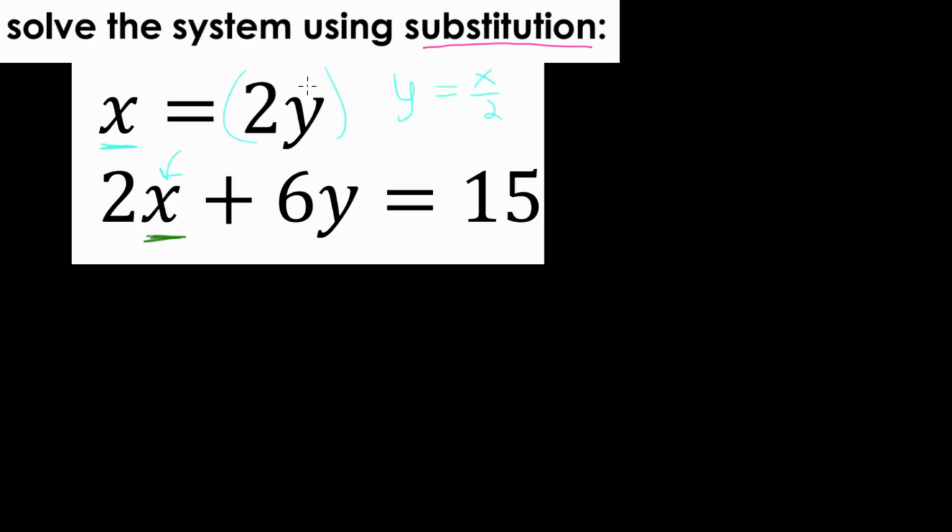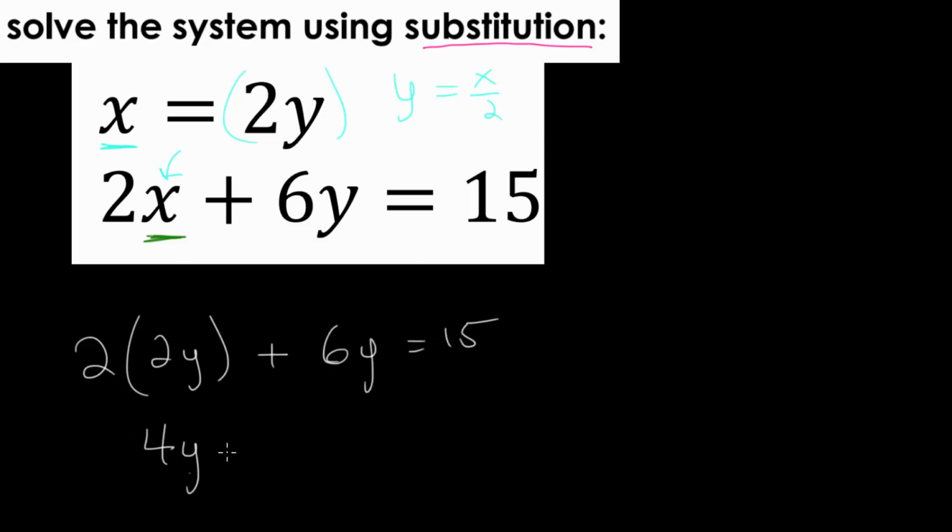So let's plug in here. For x, we're going to replace it with 2y. And we can rewrite everything. We have 2 times x, but x is now 2y. And I do recommend using parentheses when substituting. In this case, it doesn't make a big difference since this is a positive quantity. But when you're dealing with negative numbers, the parentheses will help you keep your signs in order. So we have 2 times 2y, since x is 2y, plus 6y is 15.